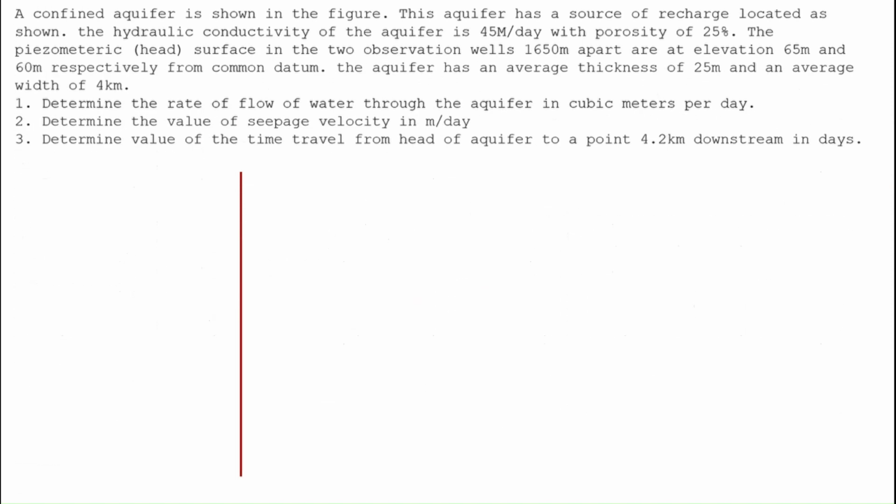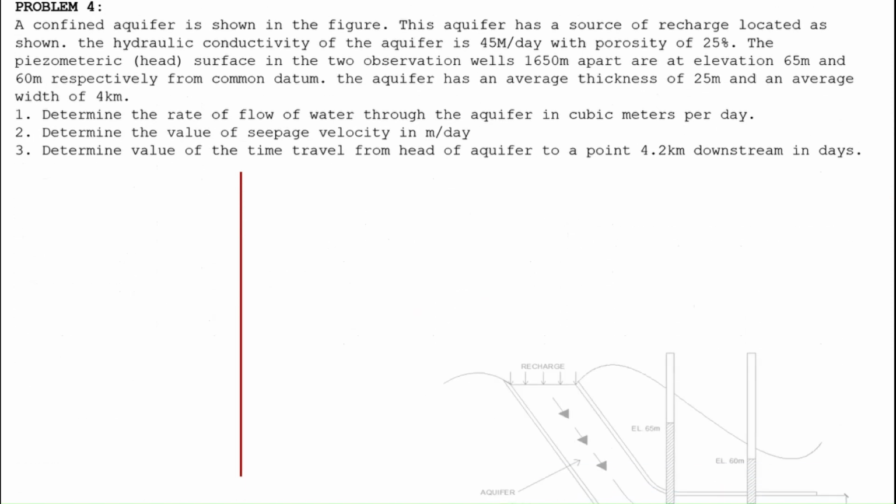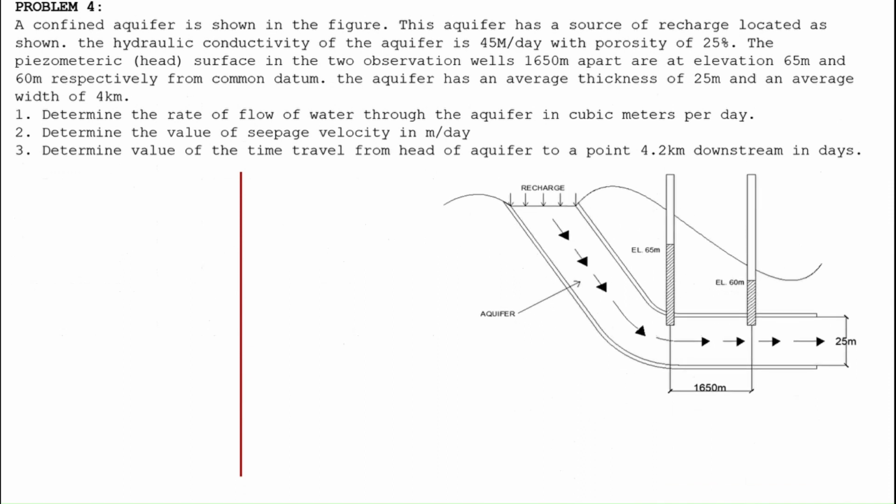Problem number 4. A confined aquifer is shown in the figure. This aquifer has a source of recharge located as shown. The hydraulic conductivity of the aquifer is 45 meters per day with porosity of 25%. The piezometric head surface in the two observation wells 1650 meters apart are at elevation 65 meters and 60 meters respectively from common datum. The aquifer has an average thickness of 25 meters and an average width of 4 kilometers.